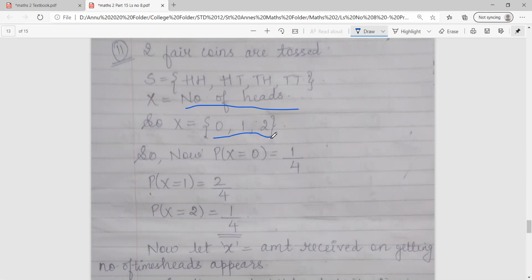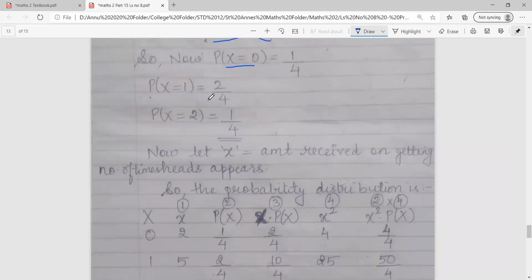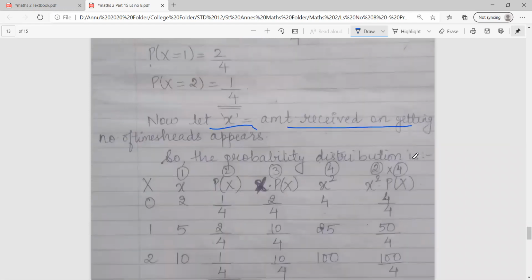So probability of getting no heads, not even one head, is only 1, so 1 by 4. Probability of getting 1 head, 1 head can come in two ways, so 2 by 4. And probability of getting both the heads is 1 upon 4. Now they have also told us that he is getting some amount if a head comes. So let small x be represented as the amount received on getting the number of times heads appear.